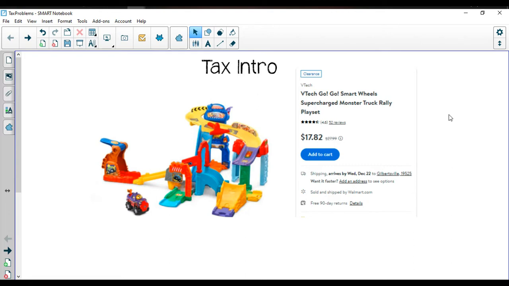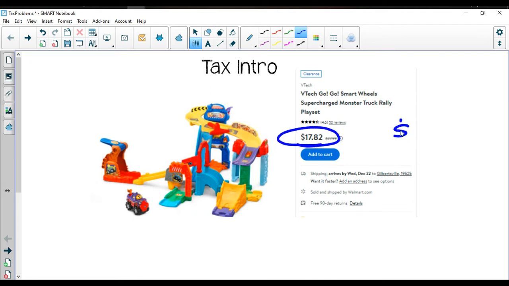So in a little bit of my holiday shopping, Jack, which is my son, he is into some cars and stuff like this now. So we bought him this set of VTech Go! Go! Smart Wheels. It's a little monster truck rally play set. He totally loves cars, so this will be perfect for him. We were able to purchase it. It was on sale on Walmart.com, and we got it for this price of $17.82.